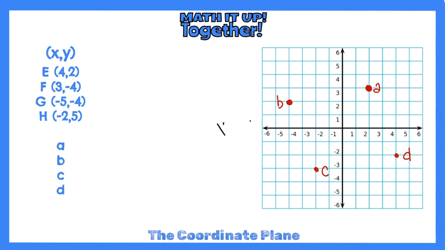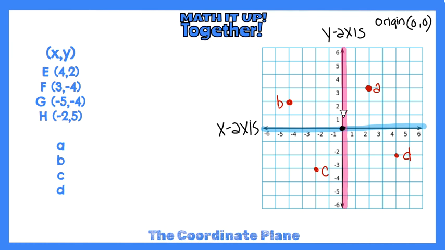This one is called the x-axis, and that runs horizontally from left to right. And then, of course, we have the y-axis here, and this one runs vertically, up and down. Another important spot on the coordinate plane is this location here, and that is called the origin. It's where everything begins. It's 0, 0.